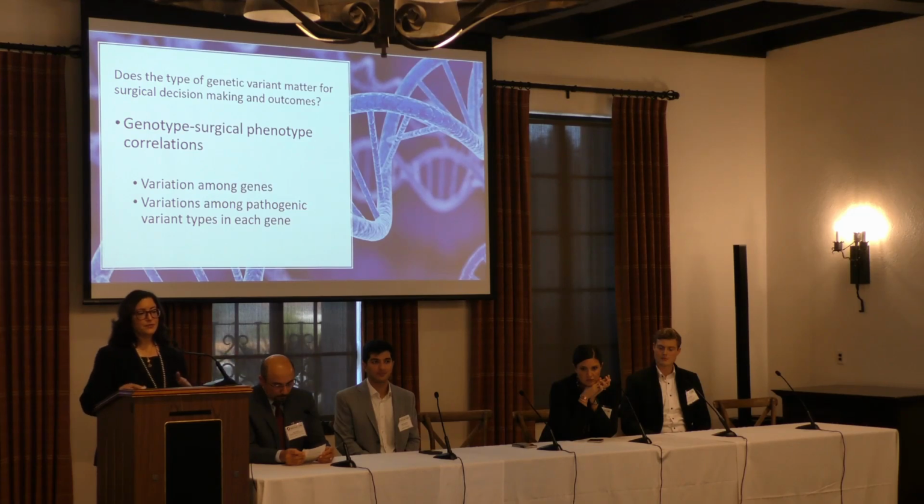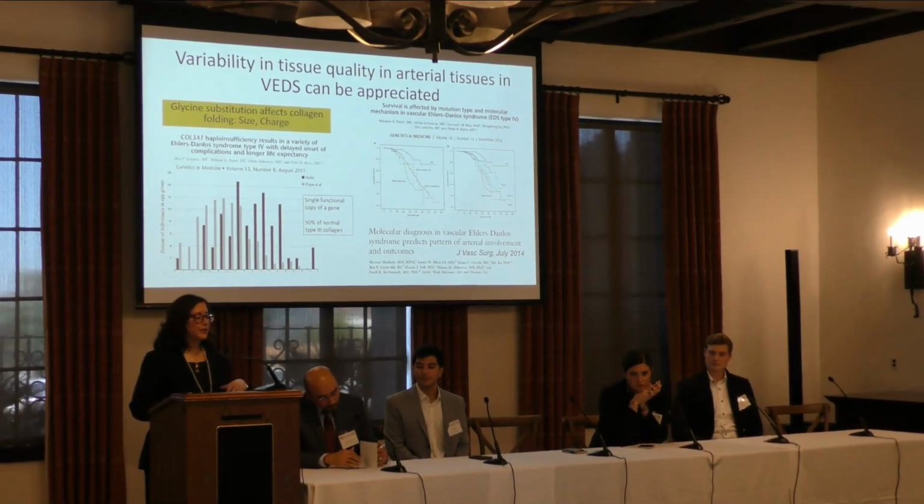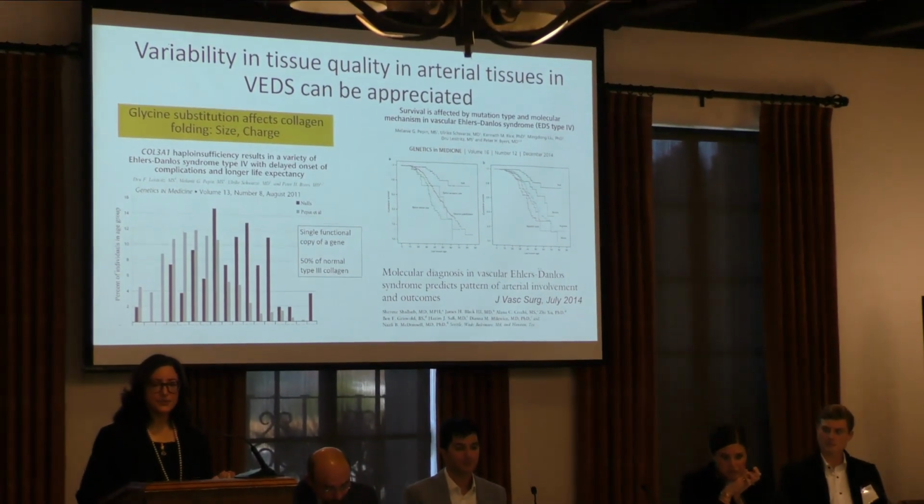I gave you examples of 3 syndromes. They definitely have some variations between the diseases, but also within a given variant, if you have, for example, a type 3 collagen gene variant, depending on what that variant is, there's variation in how they present. So this is that example of the COL3A1. This is the gene that causes vascular EDS.